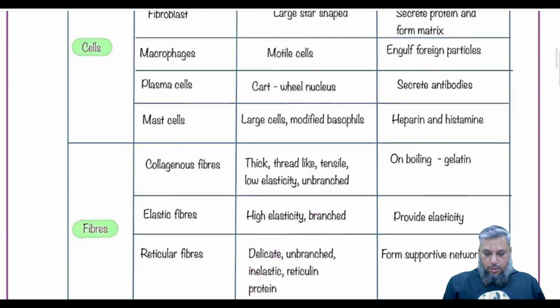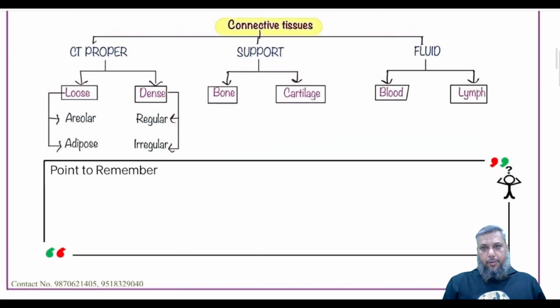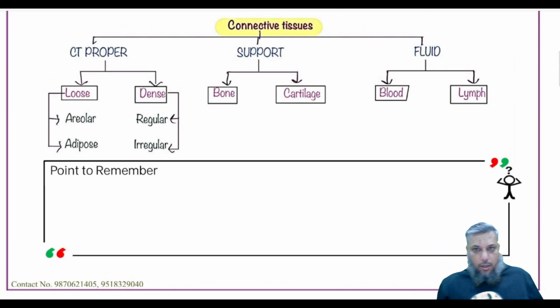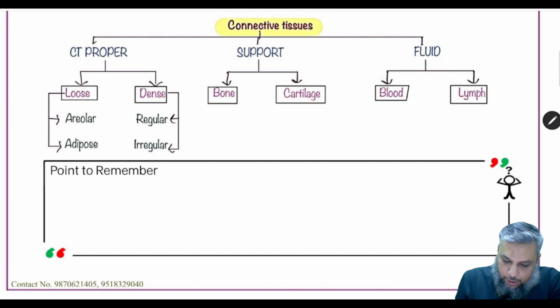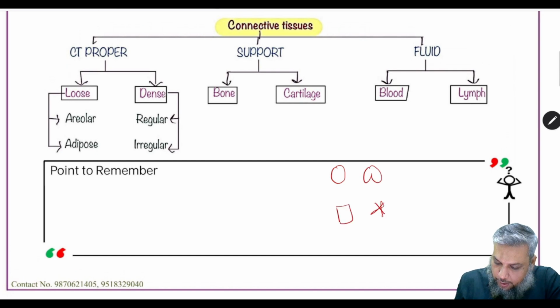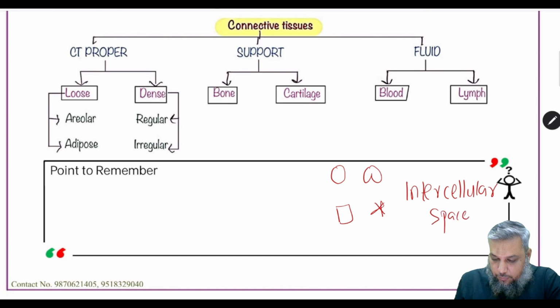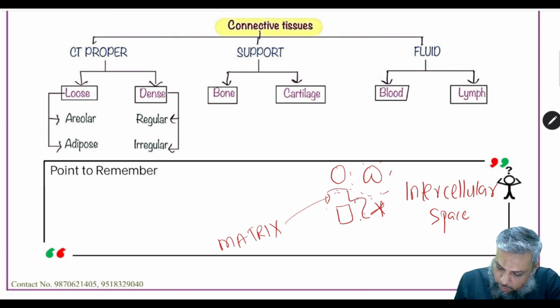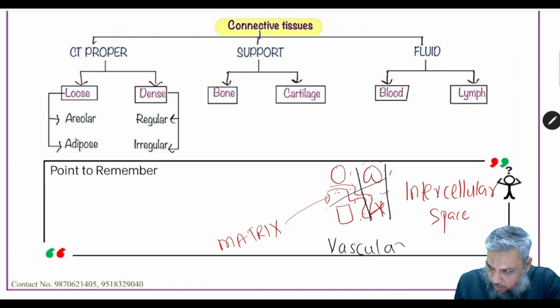The second type of tissue is the connective tissue, right? Now, एक बड़ा difference है between epithelial tissues and connective tissues. That in the case of connective tissues, they are made up of different type of cells with a lot of intercellular space. And this intercellular space is filled with matrix. And within the matrix, we see the presence of these thread-like structures, which are called fibers. And the connective tissues are mostly vascular.